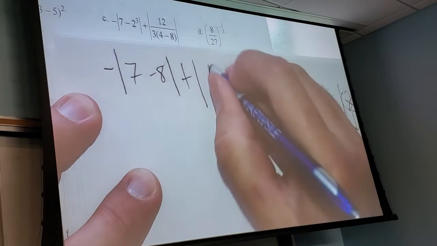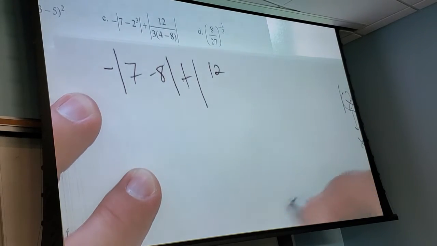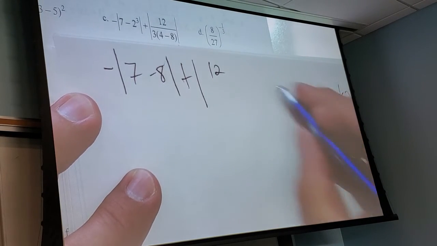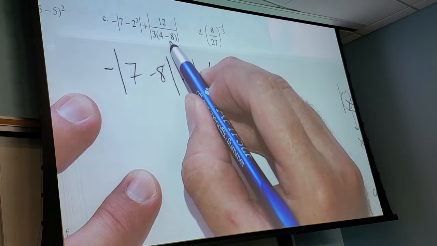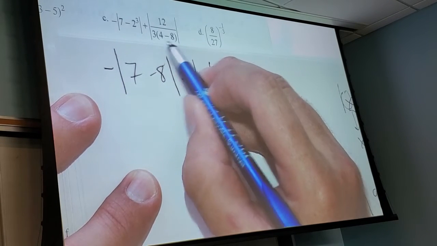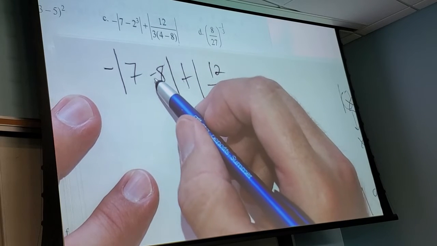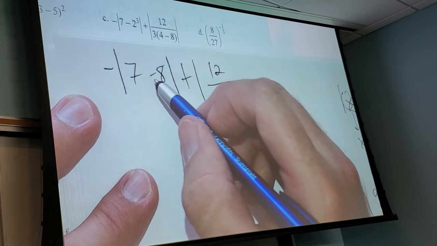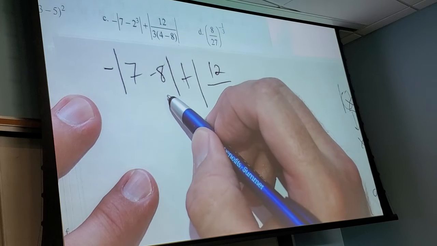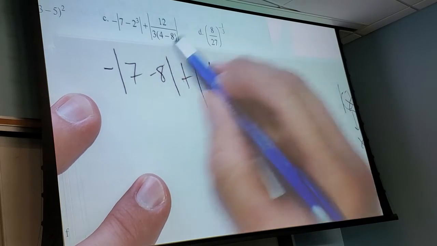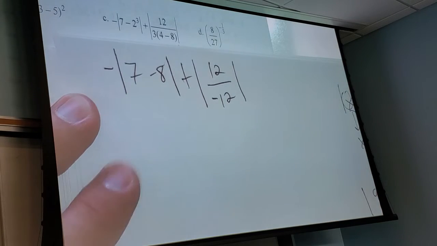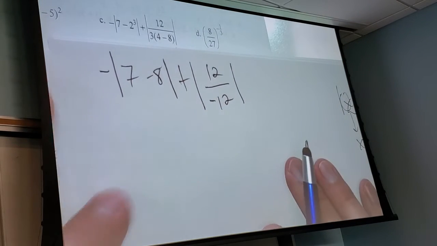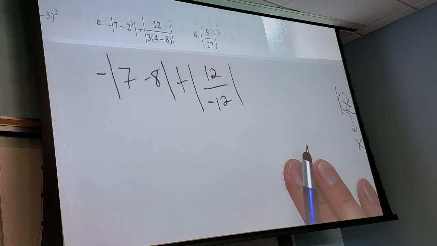Distribute the 3. Yeah, well, no, you can. 4 minus 8 is? Negative 4. Are you guys with me? You could distribute a 3. Why the hell would you? There's not two numbers. 4 minus 8 is negative 4, right? I don't have to distribute anything. So 3 times negative 4 is? Negative 12. Is everybody cool with that? Okay. You could distribute a 3. There's nothing wrong with that. It just makes things worse than it has to be.